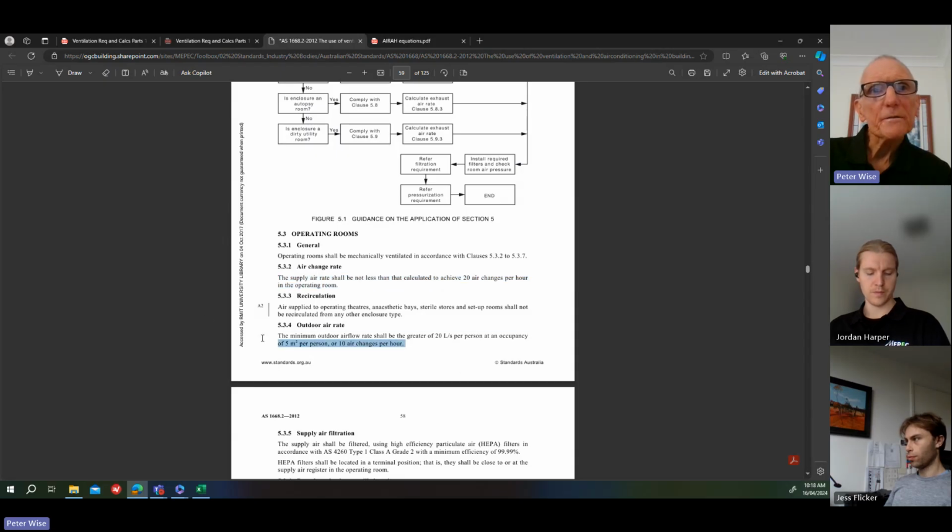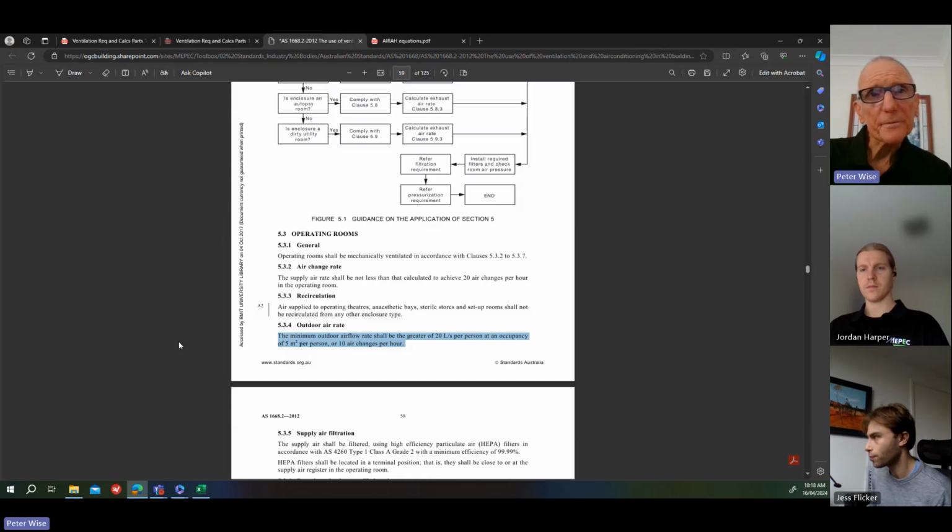Minimum outside airflow rate, 20 litres a second per person, or 10 air changes per hour. That's probably pretty standard. But some states might want you to provide 100% outside air to an operating theatre. I have seen that. Maybe that was in New South Wales, but don't quote me.